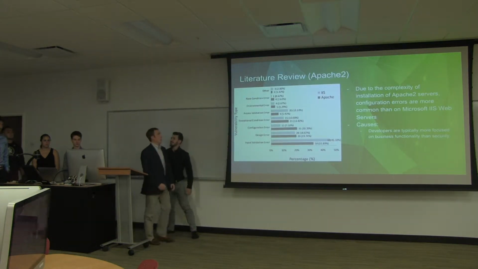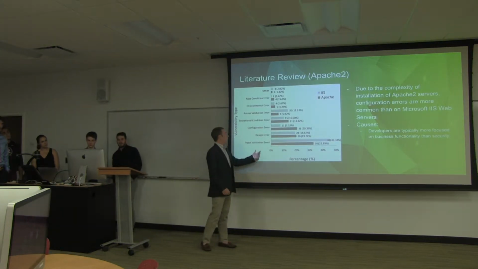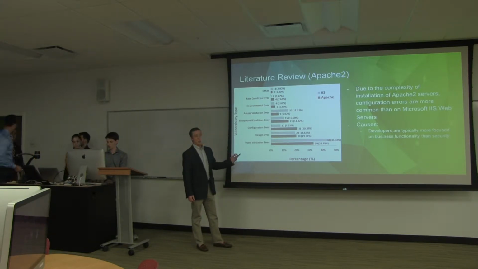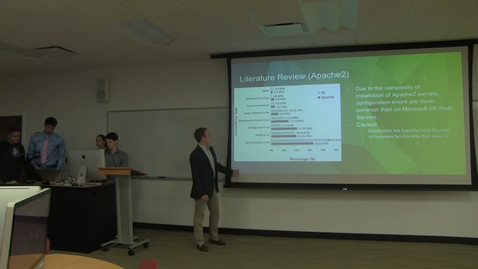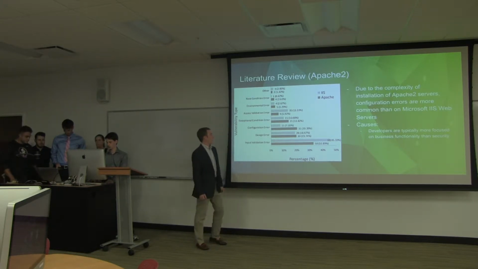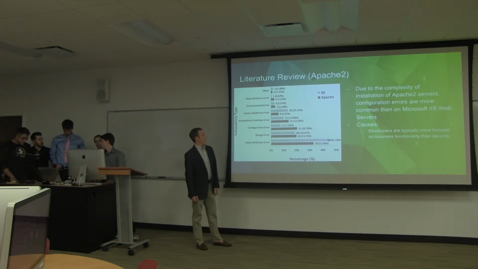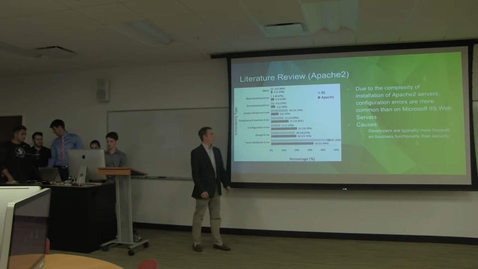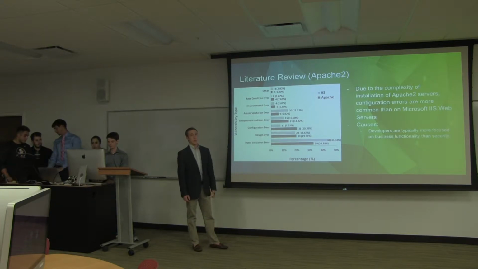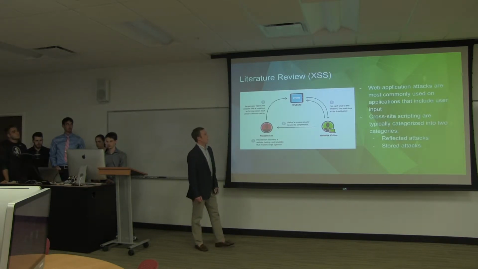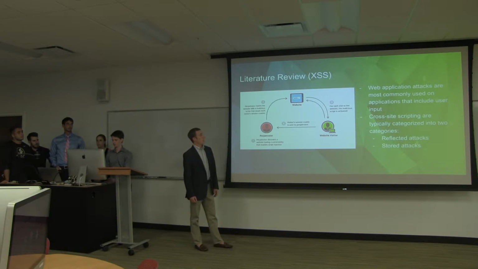Alright, so for the literature review on Apache, I found a nice bar graph that gives you all of the vulnerabilities of the Microsoft web server along with Apache and comparing the two. And so with our hack, it was configuration error. And as you can see, the configuration errors for Apache are much higher than the Microsoft server, and that's due to the complicated process of setting up the actual Apache server. The main cause of this is developers are typically much more focused on the business aspects and then on the security.